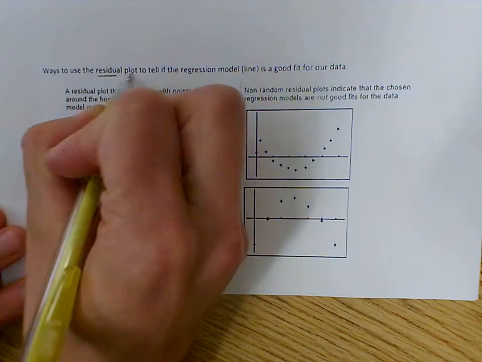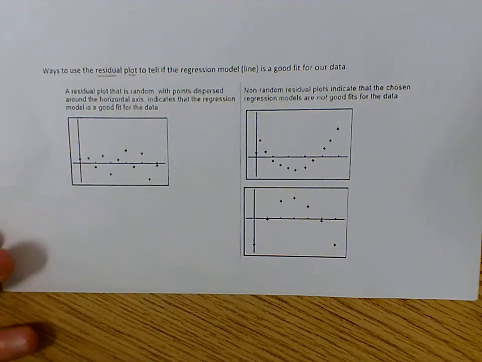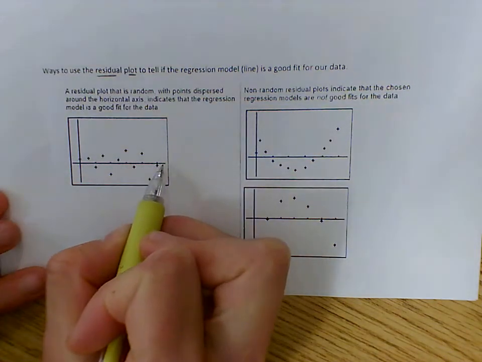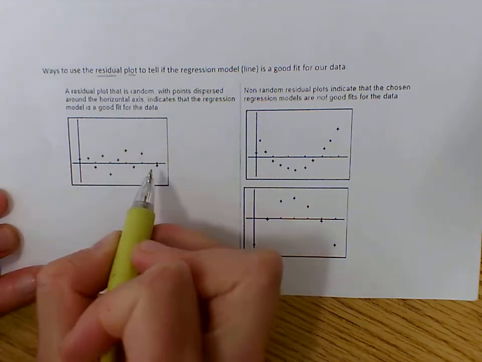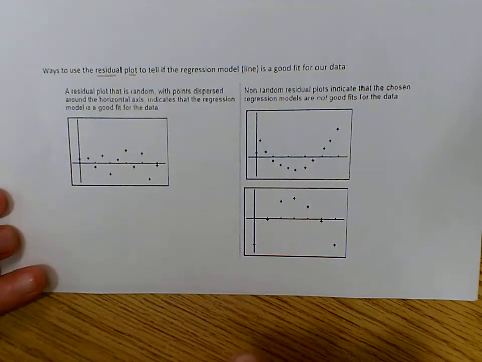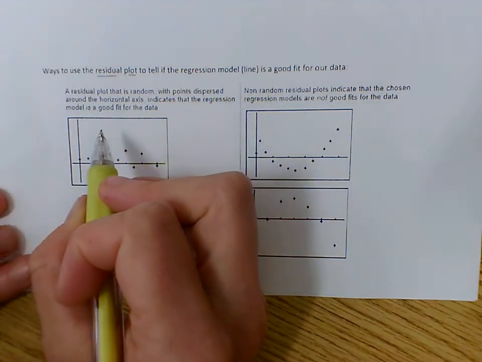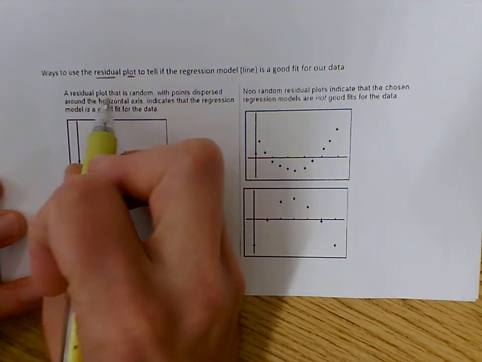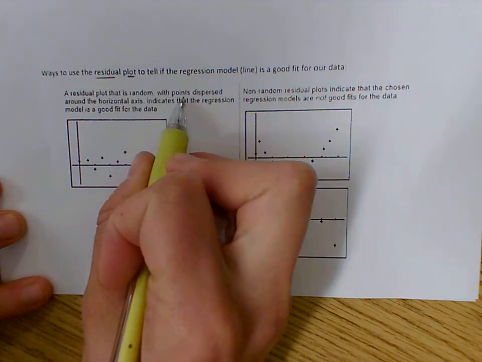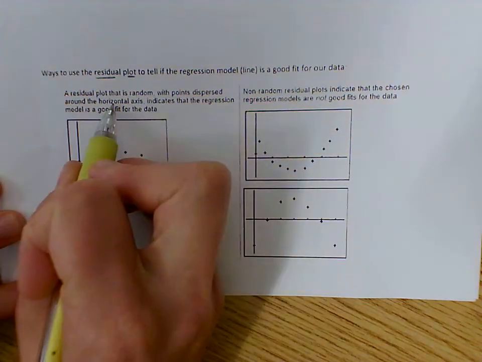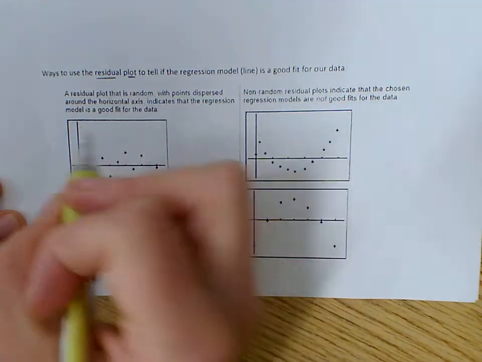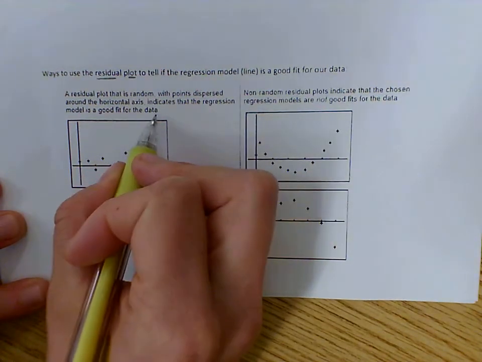So we're going to be looking at residual plots here, to know if that line is a good fit for your data. Because remember, this is essentially the line of best fit. We just took it and made it the x-axis so we could look at it a little easier. To know if it's a good fit, it talks about it right here. It says a residual plot that is random with points dispersed around the horizontal axis, or the x-axis, indicates that the regression model is a good fit for the data.